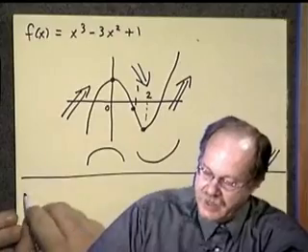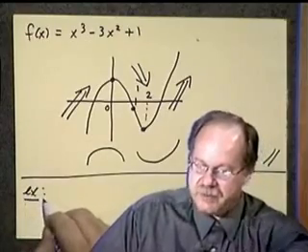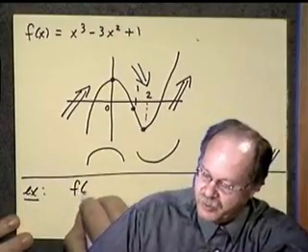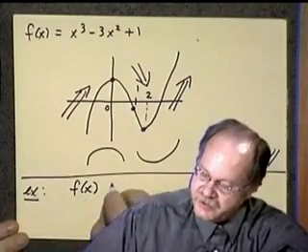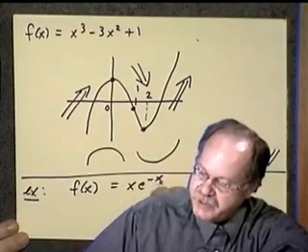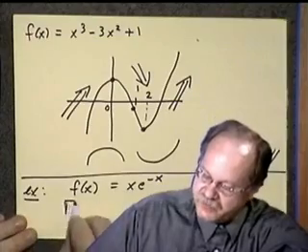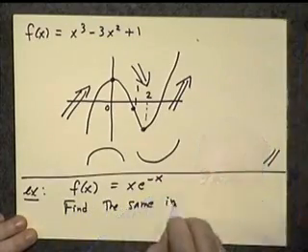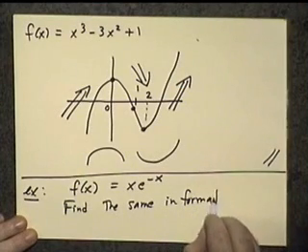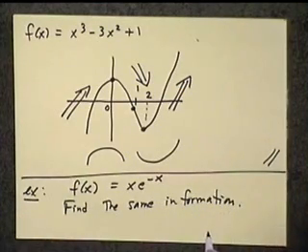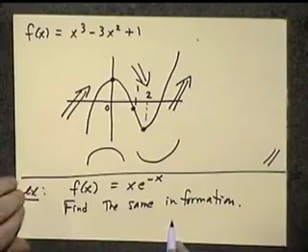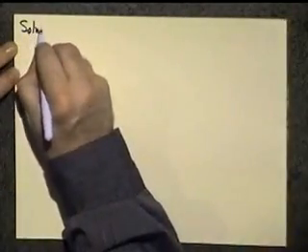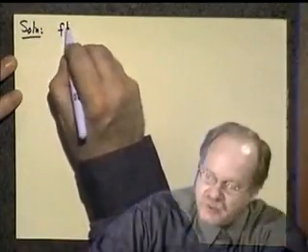Let us look at another example that's different from a polynomial. Let's take f of x equals x times e to the minus x, say. And let us find the same information as we did above, which is to say where the function's increasing or decreasing, concave up or down, and where it has inflection points. So a solution, we begin again by writing down our tools, and our tools are the first and second derivative.